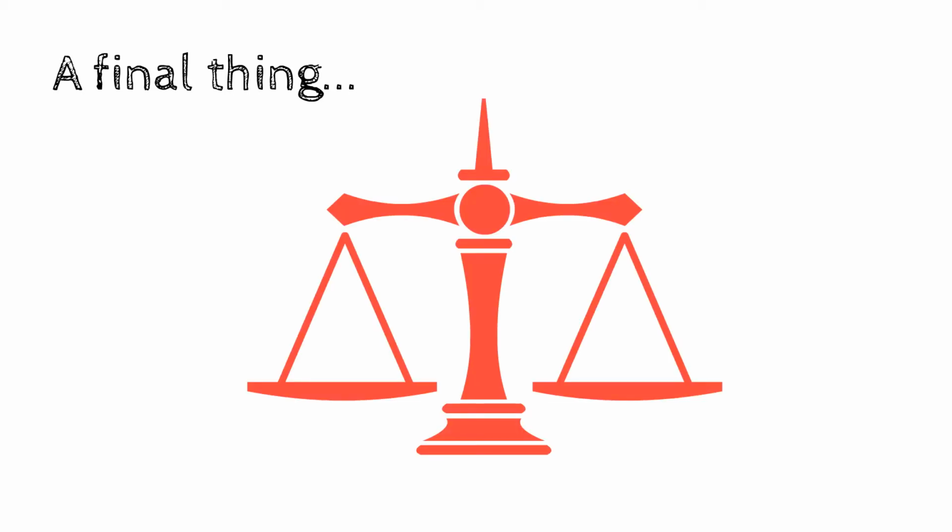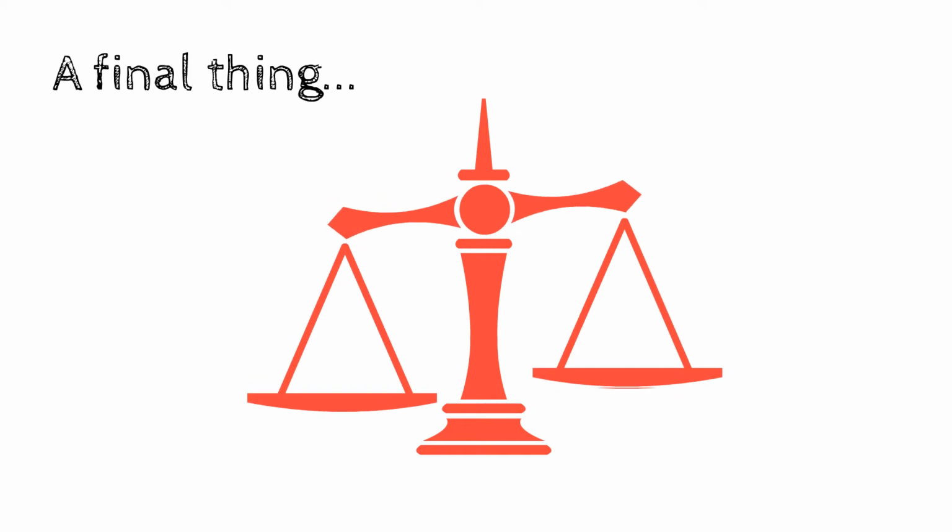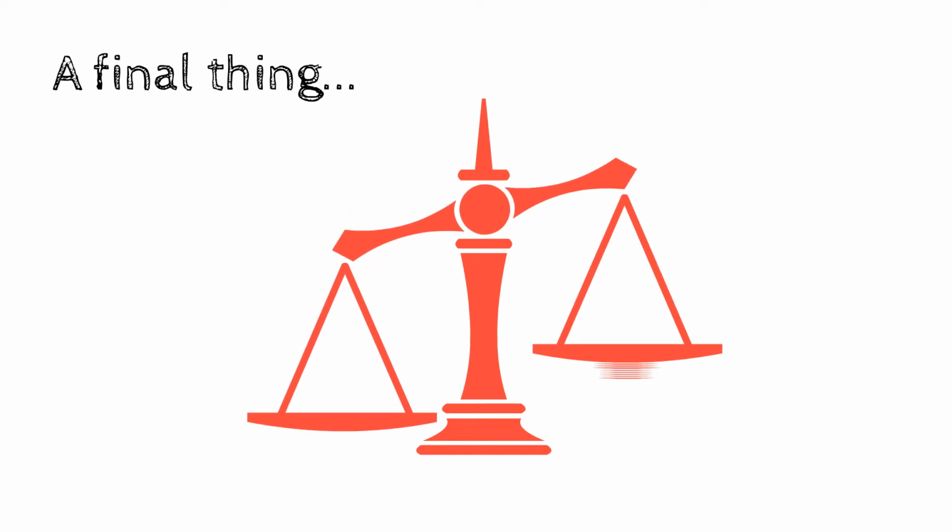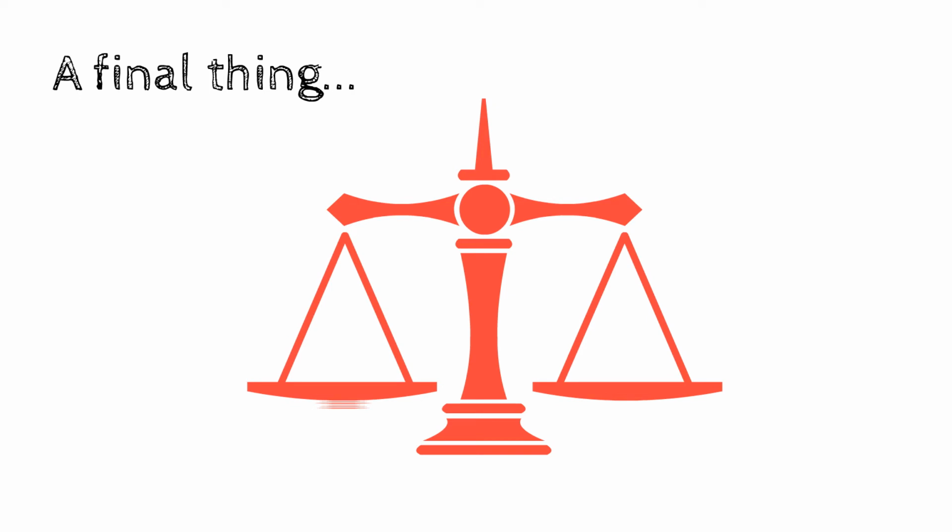A final thing to remember is that the mark scheme explicitly asks you for balance across the texts. Therefore, it is vital that when you proofread, you also check that you have a balanced approach to the text. And that's all for question 7b.